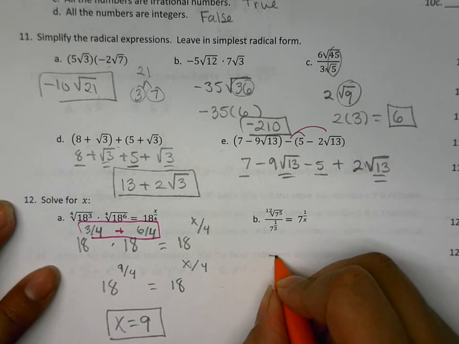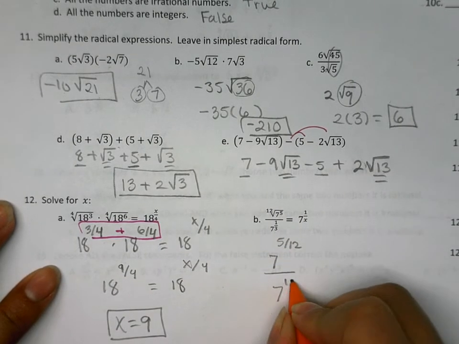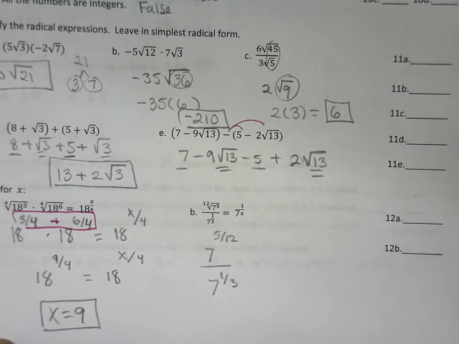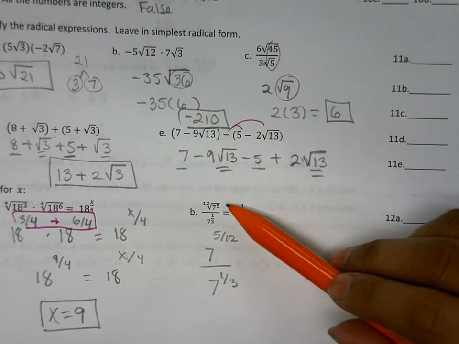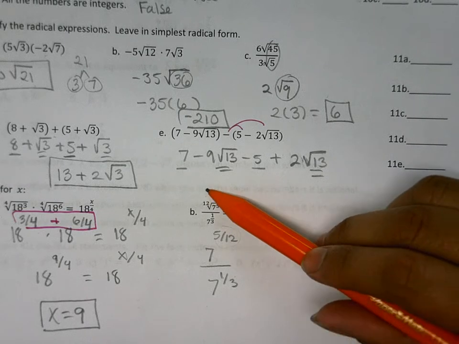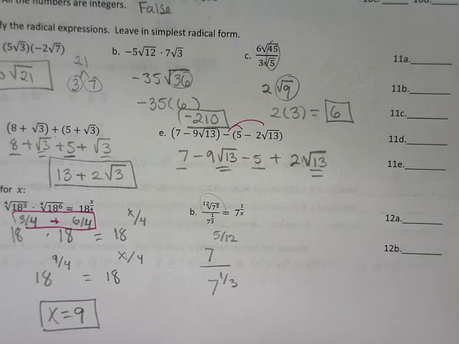Next one, 7 to the 5/12 over 7 to the 1/3. All right, where did I get the 5/12 from? And why is it 5/12 and not 12 over 5? Anyone? Where did I get the 5/12 from? From the 7 and the 5. From this here, the first one. And it's always the power over the index?